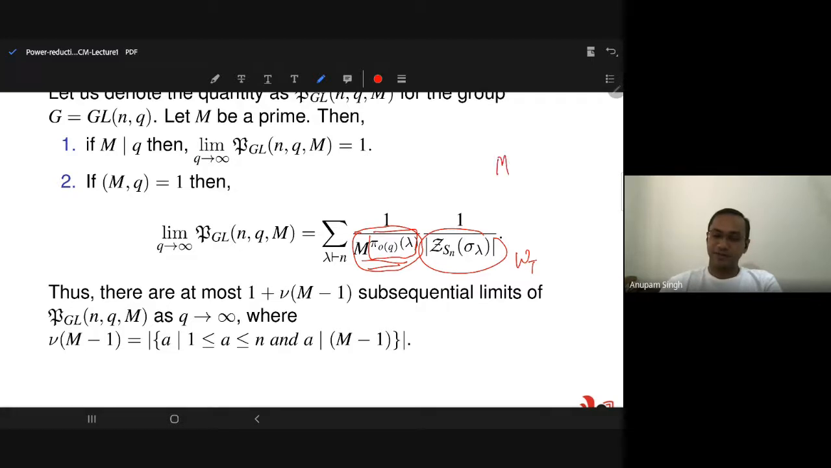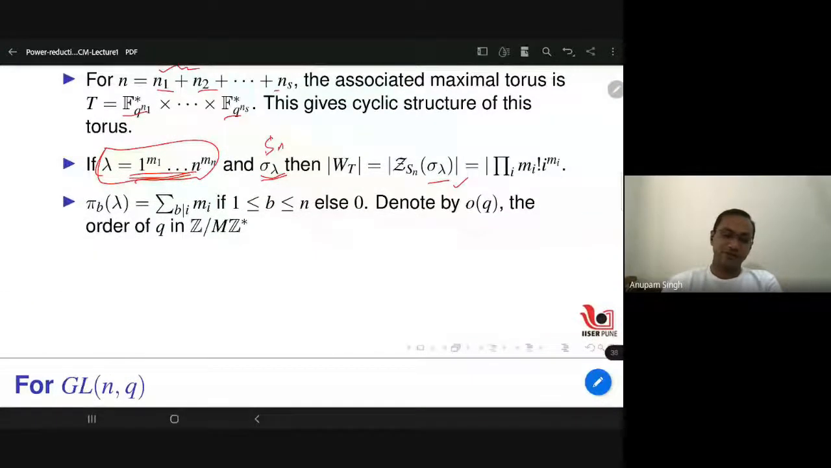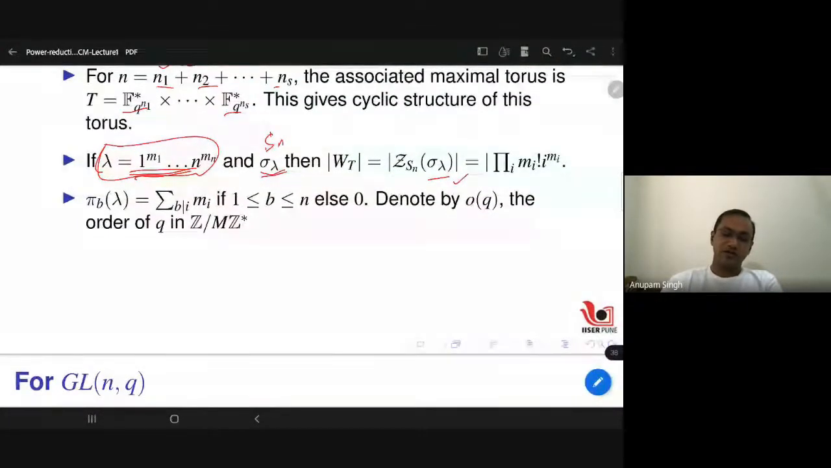So this is capital M to the power pi something, Q, and partitions. So there is a function on partitions, and that will determine what powers appear. And that pi_Q(lambda) can be simply described here: it is the sum of all those powers where B divides that i, right? Just take the sum of those powers. That is the value of pi_B(lambda).